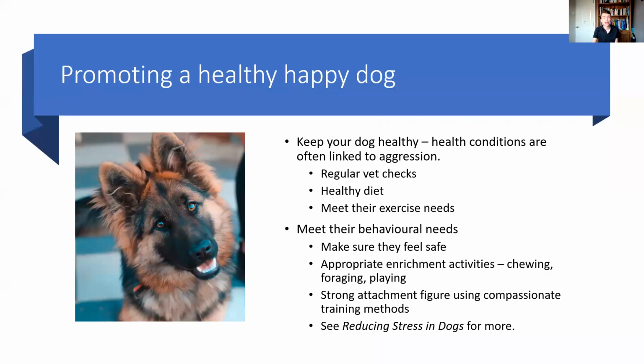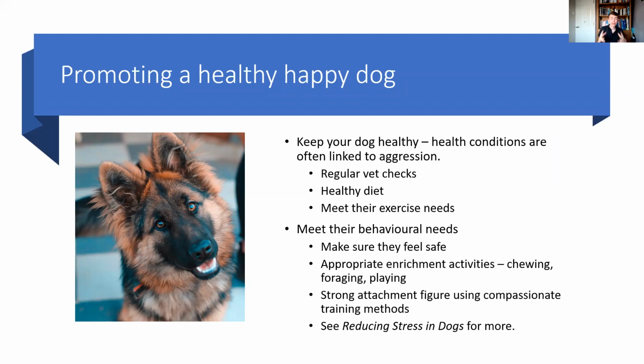So firstly, promoting a healthy, happy dog. Some things in this should be quite obvious to you. So keeping your dog healthy. Health conditions are often linked to aggression. This is really interesting. Again, we know that pain and disease are linked to aggression. Some particular ones are things like visceral pain, musculoskeletal pain, any sort of painful conditions generally. But also things like gastrointestinal disease is really commonly linked to aggression and aggressive behavior as well.